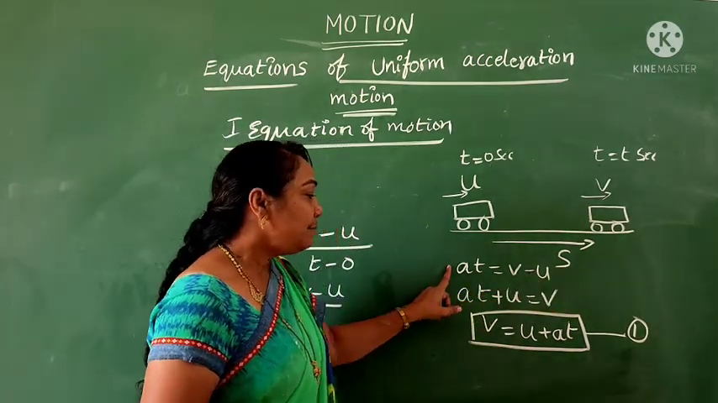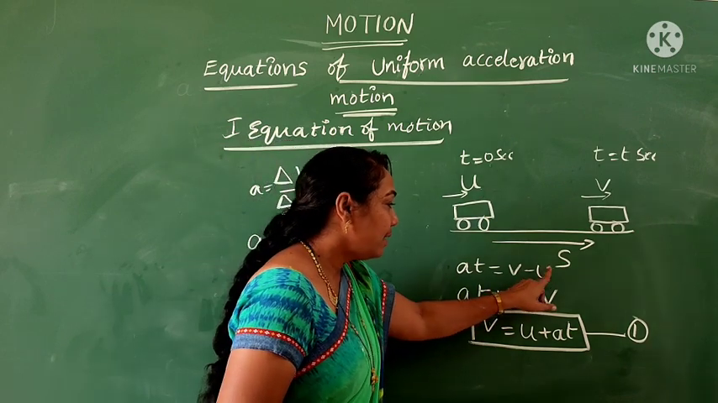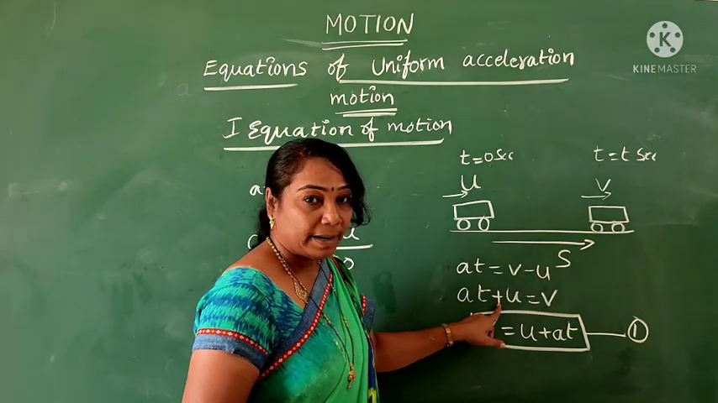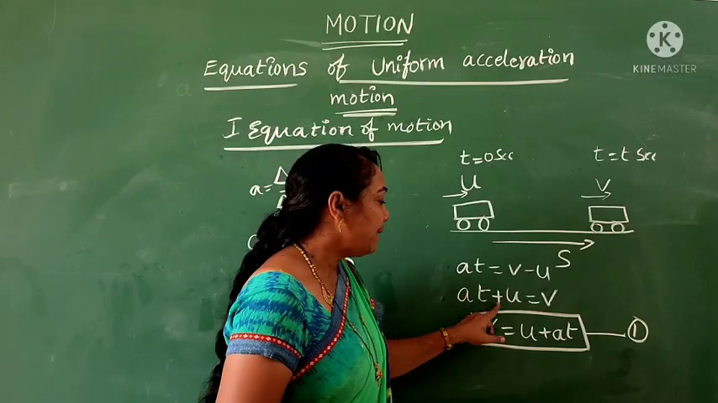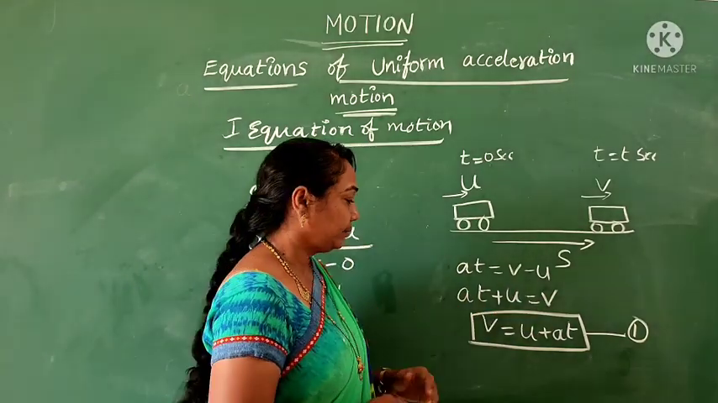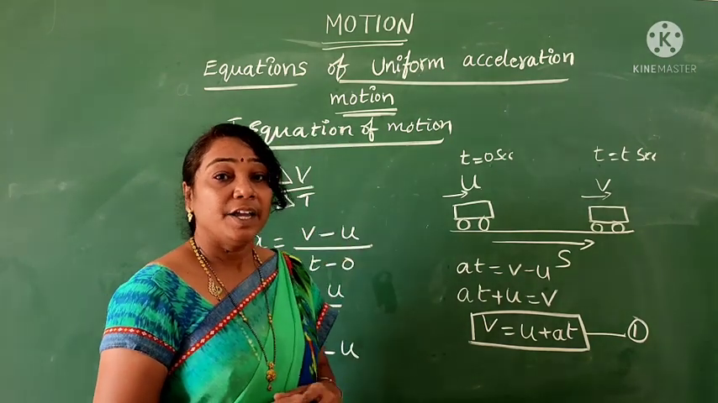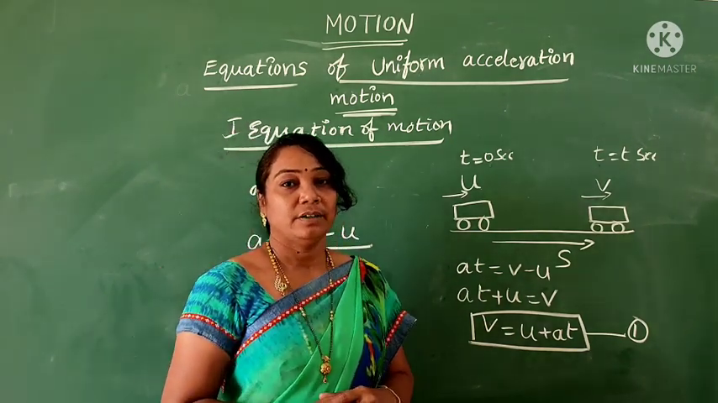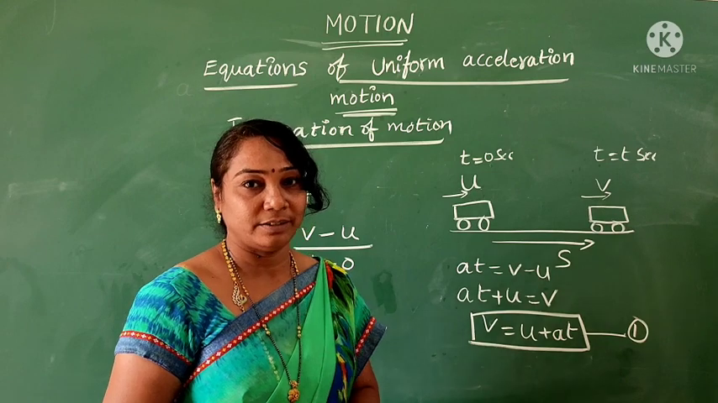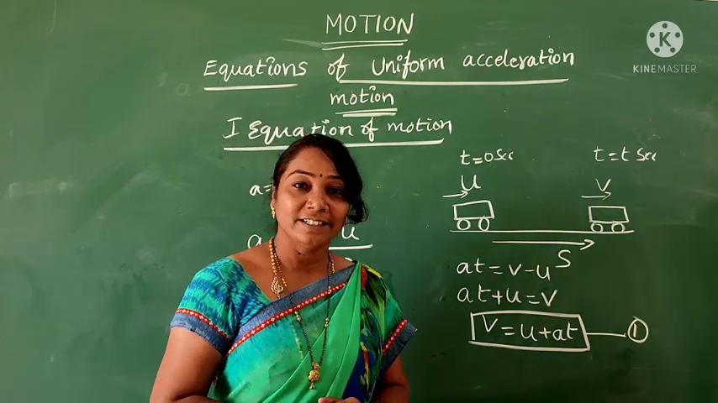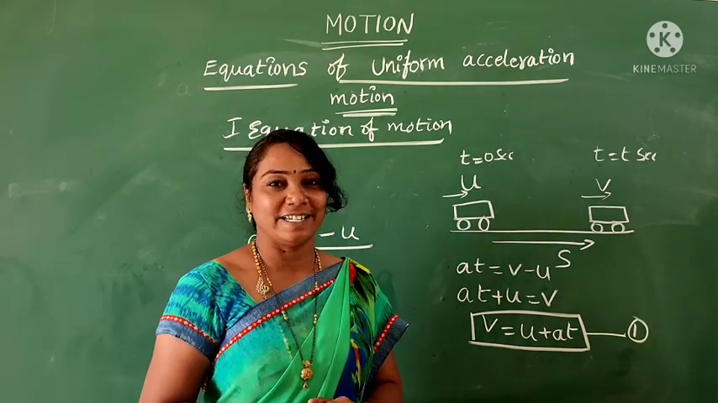This is simply written as v = u + at. Here, v equals u plus at. Do you understand? I think you all understand well.